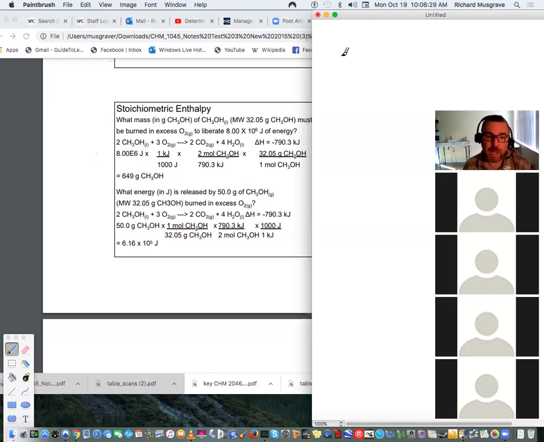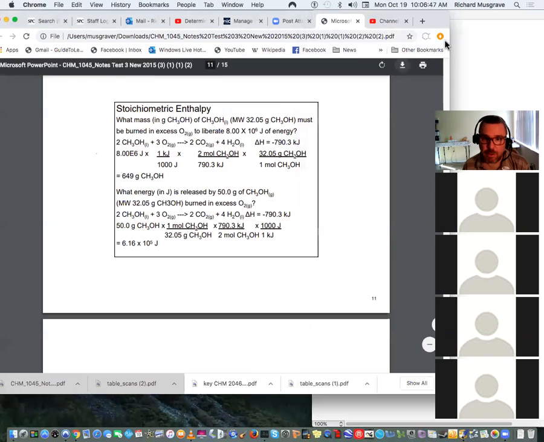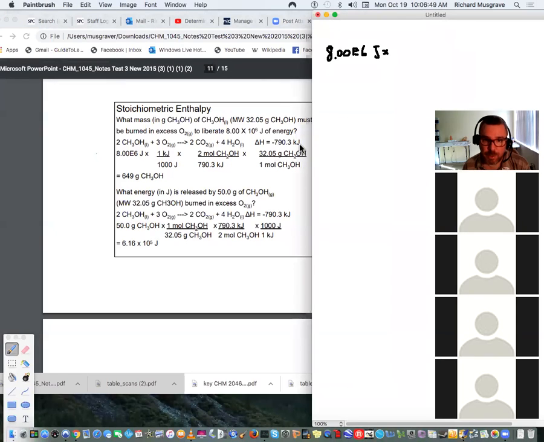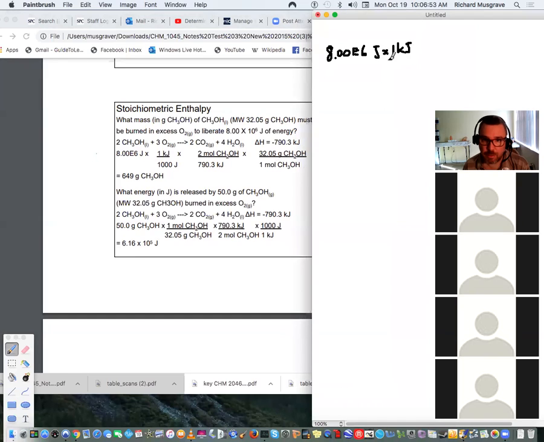The only figure we actually have to start with is the energy. So that's what we're going to start with, 8.00 times 10 to the 6th joules of energy. So I'll just write E6 joules. And we are given an energy here in kilojoules, so we know we're going to have to do a conversion. So it's going to be times 1 kilojoule over 1,000 joules.